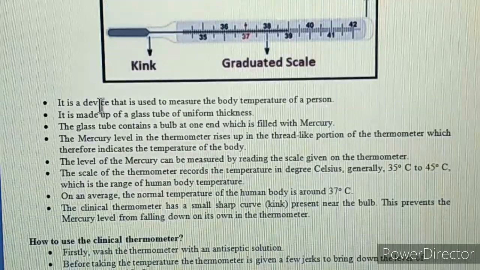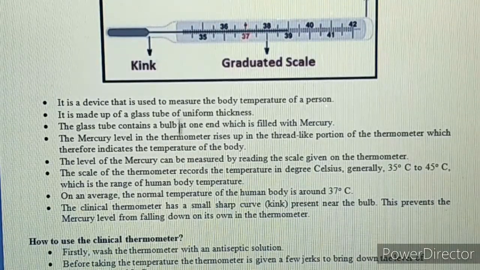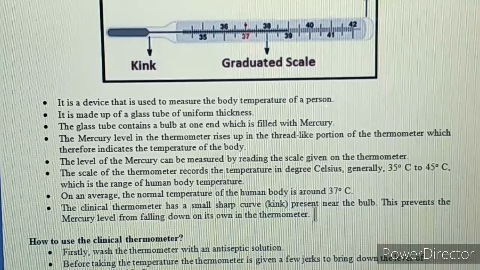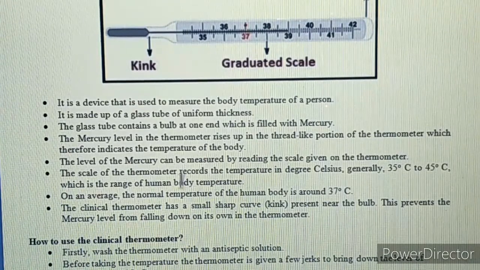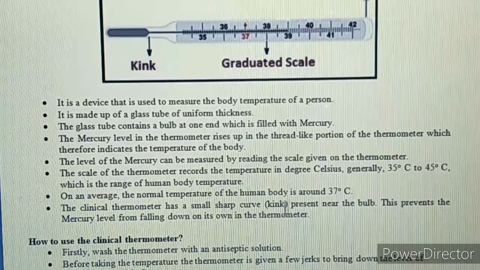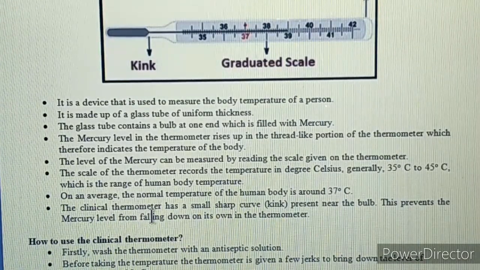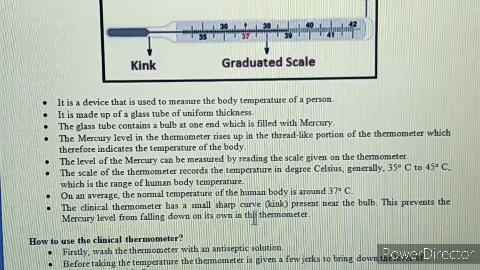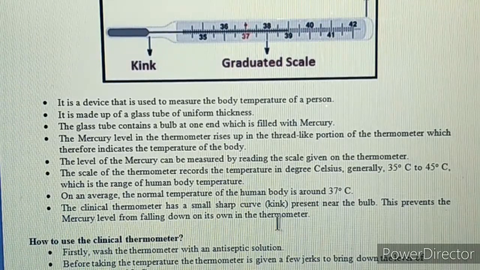The clinical thermometer has a small sharp curve which is called what? Kink. Can you see this kink? Here it is a kink. And why is it present? It is present near the bulb, and it is present in the clinical thermometer because it prevents the mercury level from falling down on its own in the thermometer.